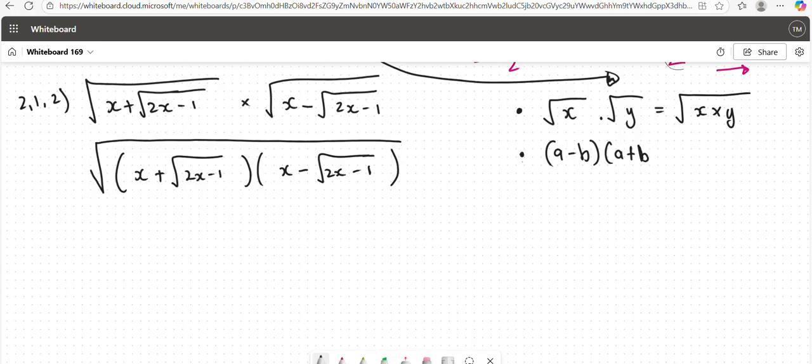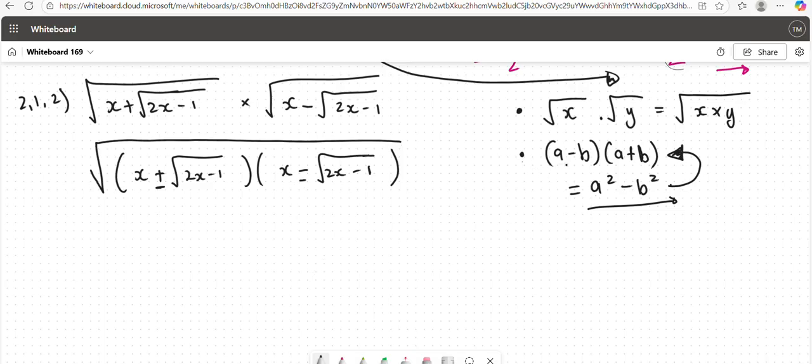if I were to FOIL out these brackets, this will always come out to a squared minus b squared. It will always come out like that. And how do I remember that? Because the difference of two squares, if I factorize it, I always end up with two brackets, one that has a negative and one that has a positive.